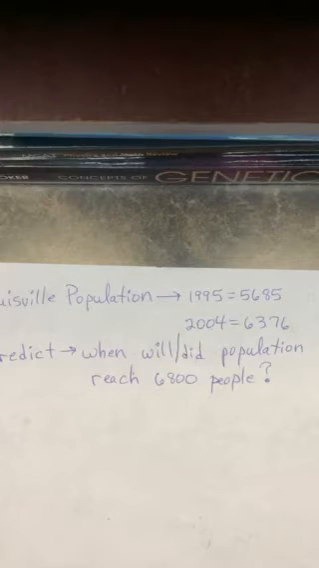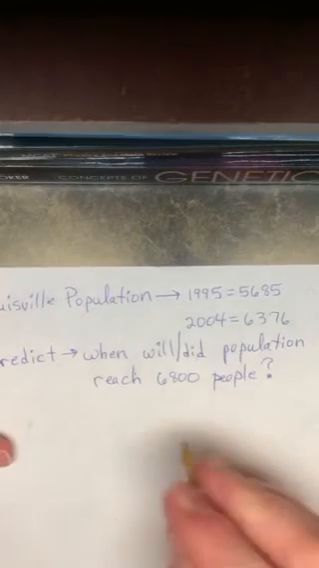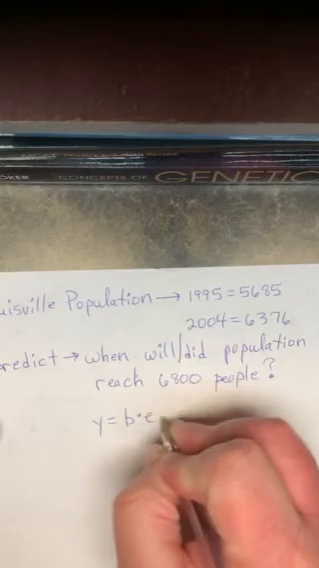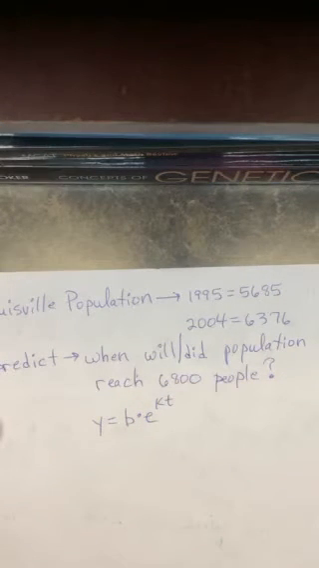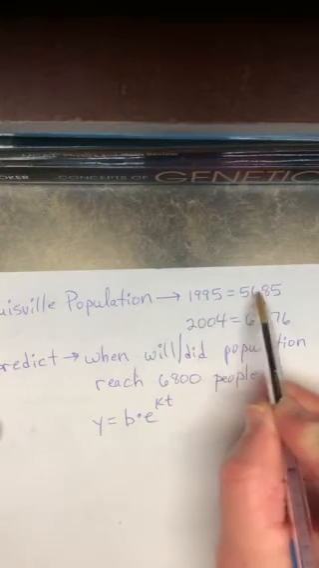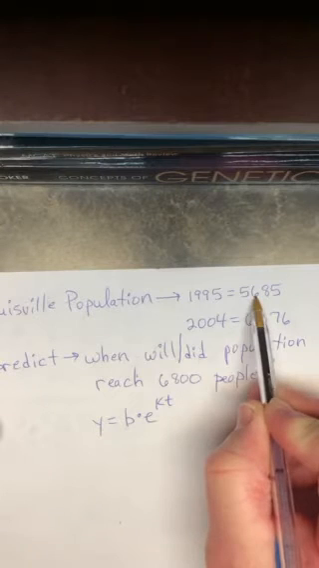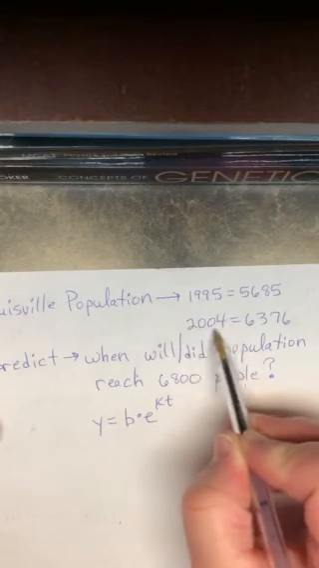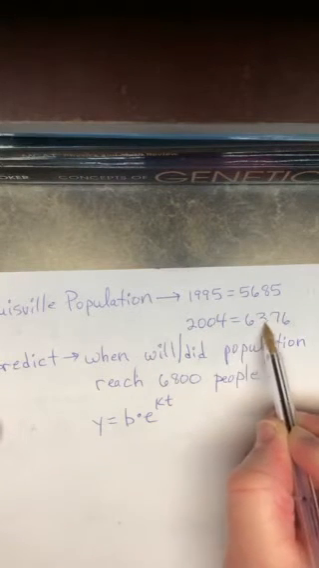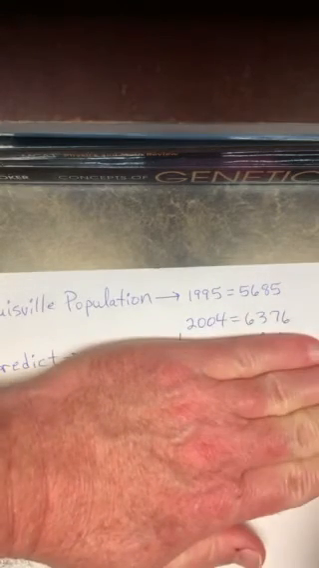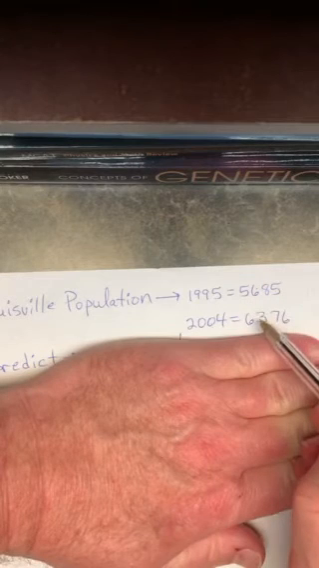Now, this isn't as straightforward as the last two that we did, right? Think about this for a minute. Let's go ahead and write down our equation again. Make sure you got it. Y equals B times e to the kt. Now, careful. In the beginning of this experiment, there were 5,685 people, right? And at the end of this experiment, in the year 2004, there were 6,376 people. So I'm not predicting yet. I'm just looking at those statistics. I've got a beginning amount and a final amount, don't I?